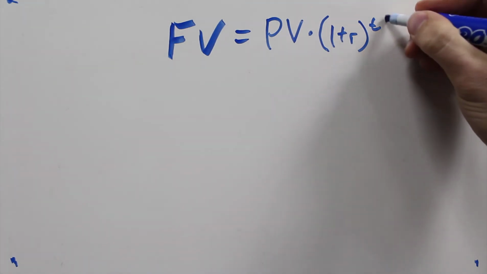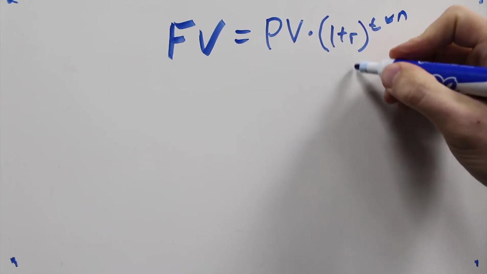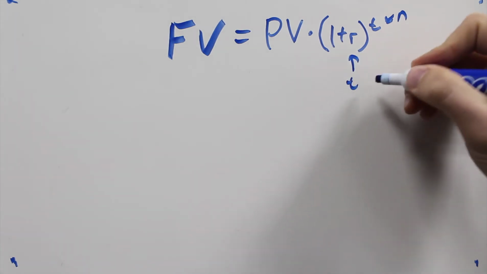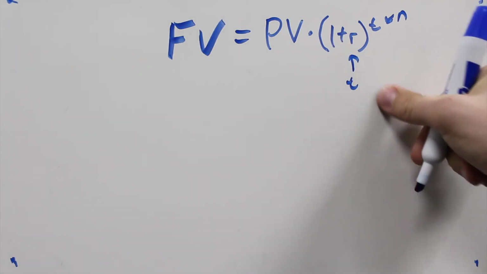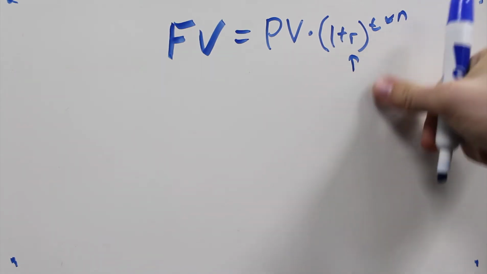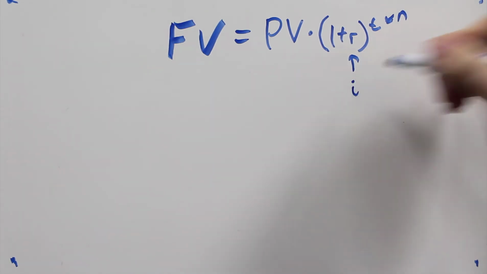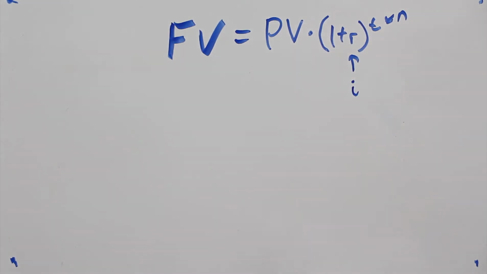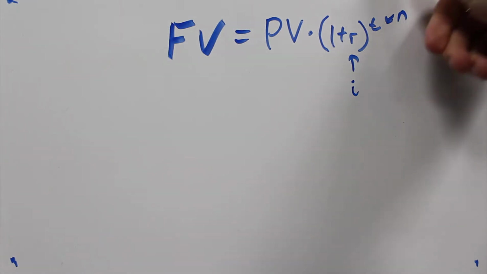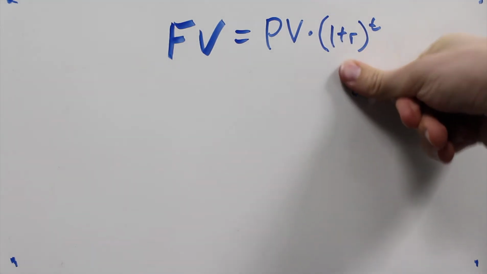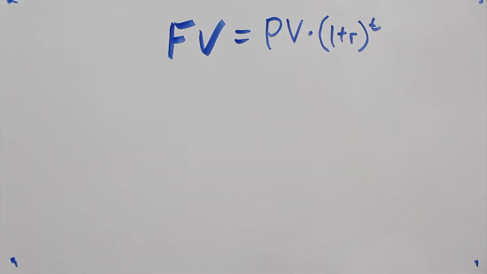Sometimes you'll see this as an n, and sometimes you'll see r be an i or an m or something like that. In this case, for most of my examples, I'm just going to use r and t because that's what I learned way back when I took intro to finance. But if you are using a different letter from your teacher or from your textbook, just feel free to do it however you want to do it.